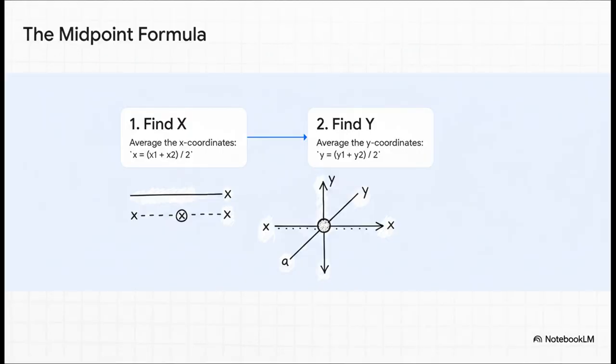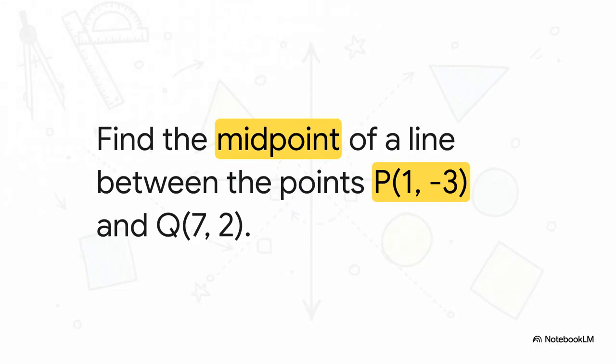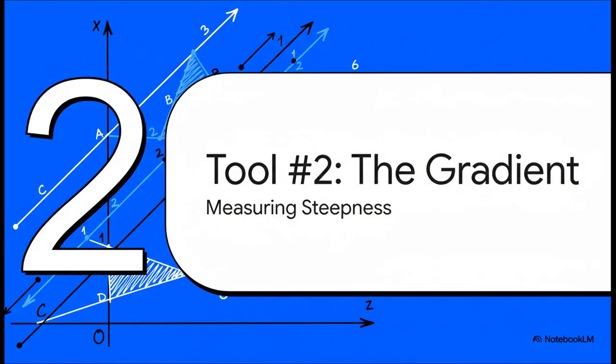And you know, the beautiful thing about this formula is just how simple it is. You're literally just finding the average of the x values and the average of the y values. That's it. And that gives you the exact coordinate of the middle. Okay, so let's try it out. For our x-coordinate, we do 1 plus 7 divided by 2. That's 8 over 2, which is 4. For the y-coordinate, we've got -3 plus 2 divided by 2. That gives us -1/2. So the exact midpoint is 4, -0.5. See? Simple as that.